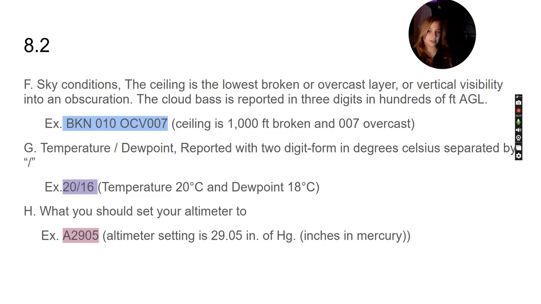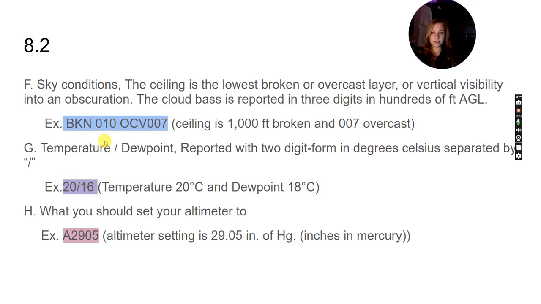Next we'll have the sky conditions. The ceiling is the lowest broken or overcast layer, or the vertical visibility into an obstruction. The cloud base is reported in 3 digits of hundreds of feet AGL. BKN stands for broken, and we have a 010, which would mean 1,000 feet. Then you could do a space in between, and we have overcast at 700 feet. So basically, take this number, put 2 more zeros after it, and you're chilling.